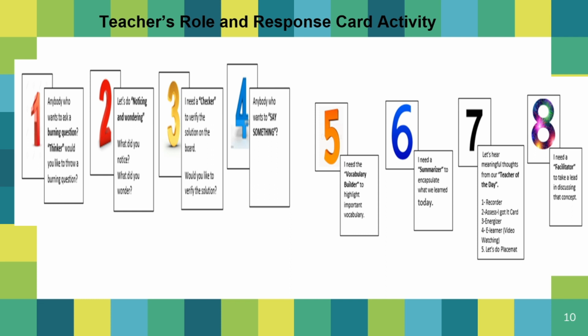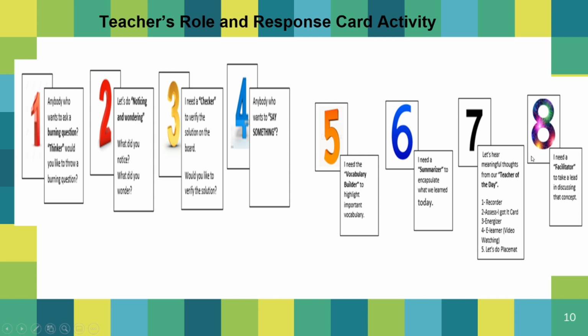If you want to say, okay, number 4, anybody who wants to say something, whoever holds the say something card will execute whatever is the protocol for that particular card. And if you call number 5, which means I need a vocabulary builder to highlight important vocabulary, whoever holds the card, the student will execute being a vocabulary builder. If you want number 6, a summarizer, then you will say I need a summarizer to encapsulate what we learned today. So whoever holds the summarizer card will say the protocol for that particular role.